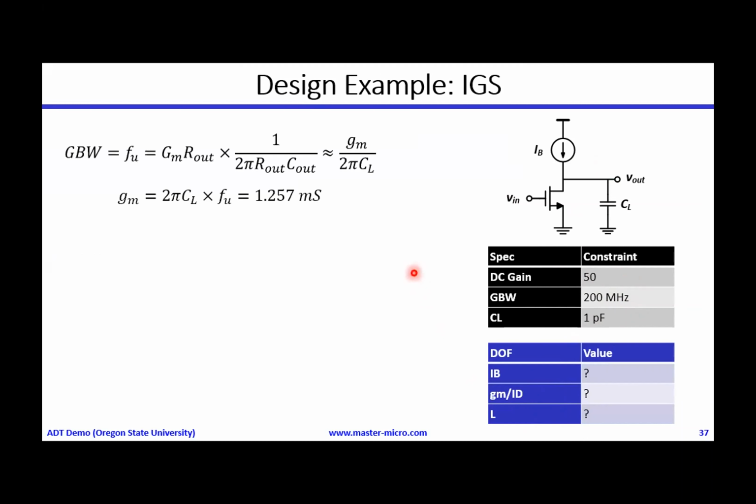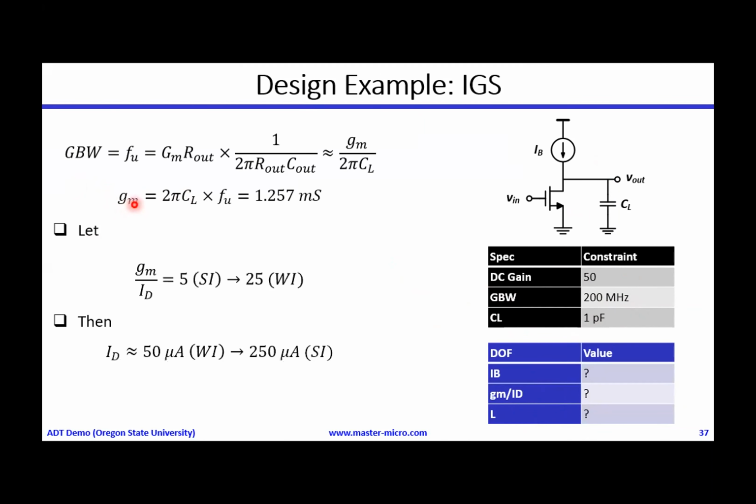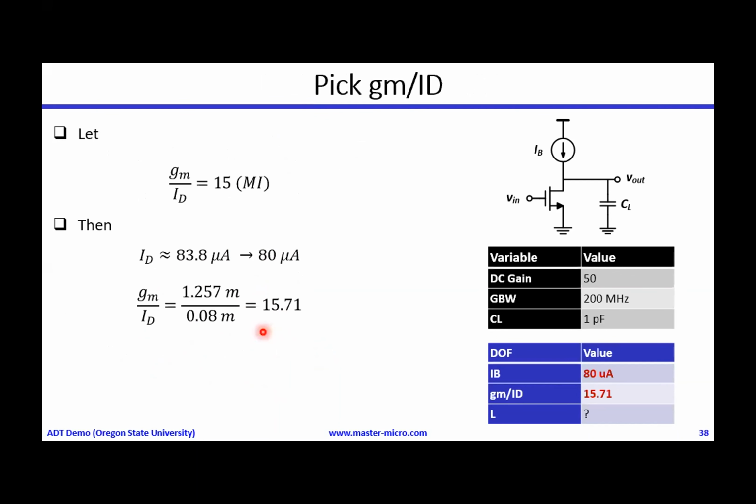As we said, what defines GBW is the gm. And again, we have a very limited search range for the gm over ID. If I put a search range from 5 to 25, I can get an estimate of what bias current I need in this circuit. Of course, the small current would be in weak inversion, where you have high efficiency, and the large current would be in strong inversion, where you have low efficiency. We don't have a restriction in this circuit, so we can pick any gm over ID. Let's say I will pick a gm over ID of 15, in the moderate inversion region.